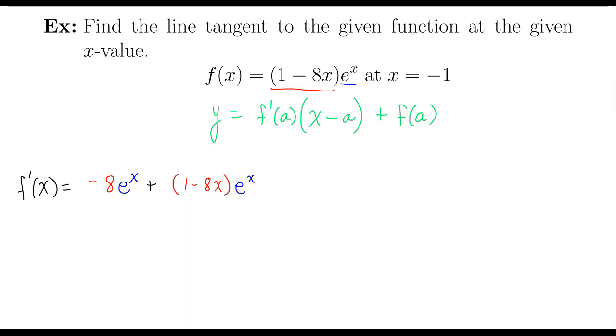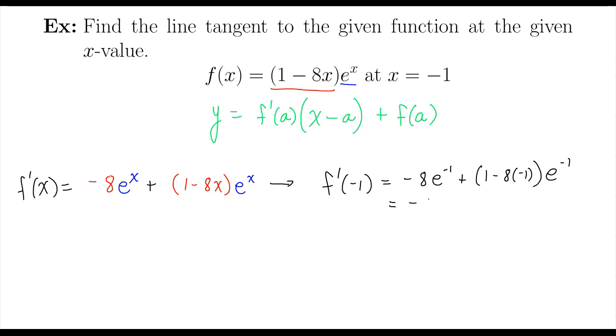Now let's find from that f prime of -1, the given a value, -1. So -8 e to the -1 power plus 1 minus 8 times -1 e to the -1 power. Don't worry about the e. It's going to be there, but it's not going to make this problem any more difficult. It's basically just a variable x. Let's actually just figure this out.